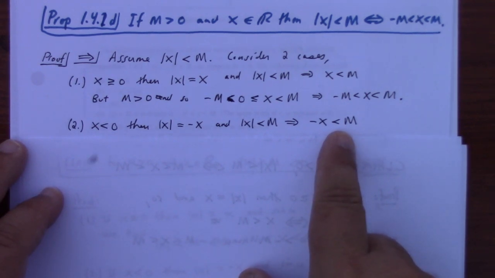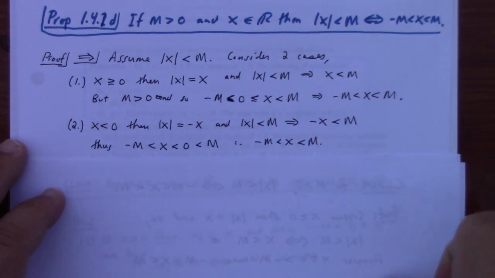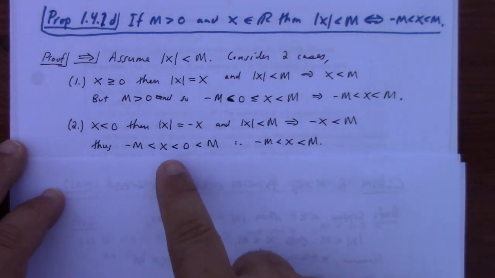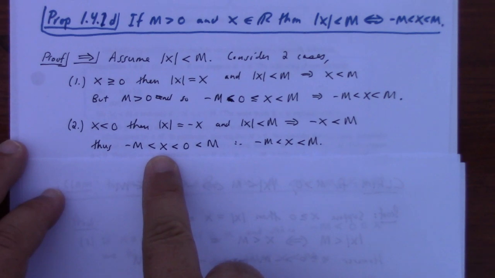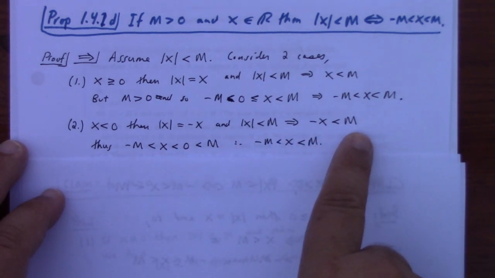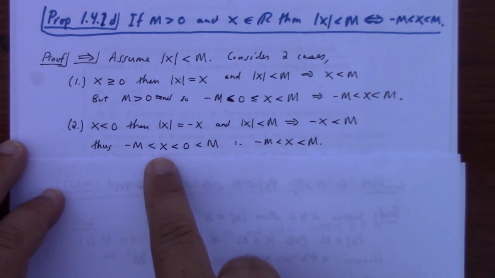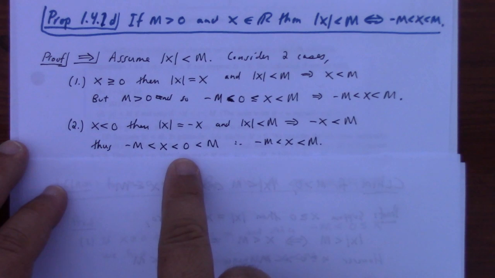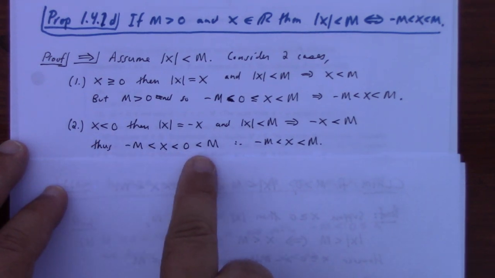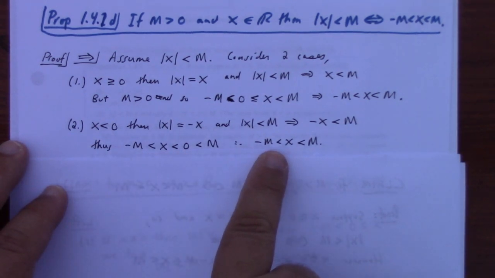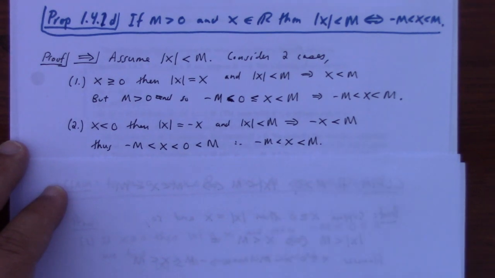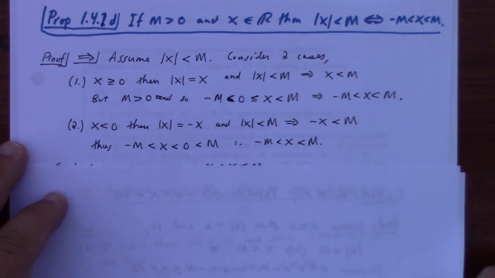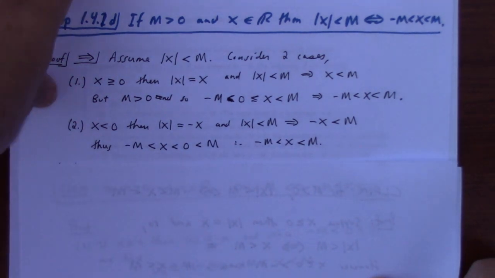Great. So if we multiply that by minus 1, that gives us that minus m is less than x, right? By flipping the inequality by the minus rule we just found. And so minus m less than x less than 0, because we're in that case, 0 is less than m. So again, we get minus m less than x less than m. All right, so that completes the forward implication of the proof.